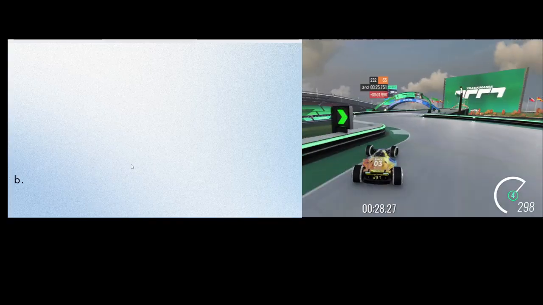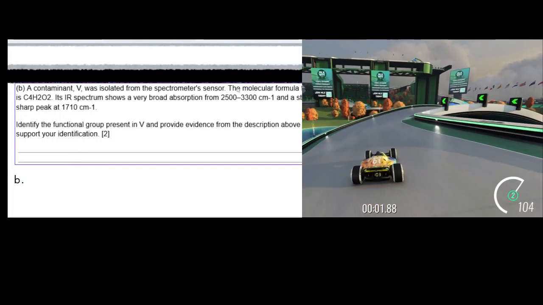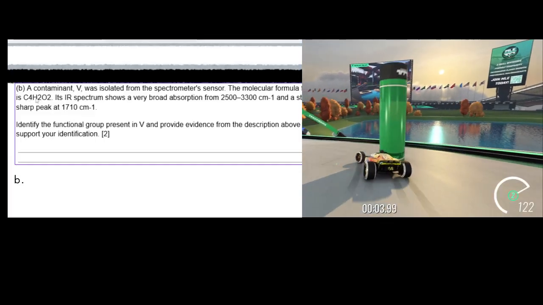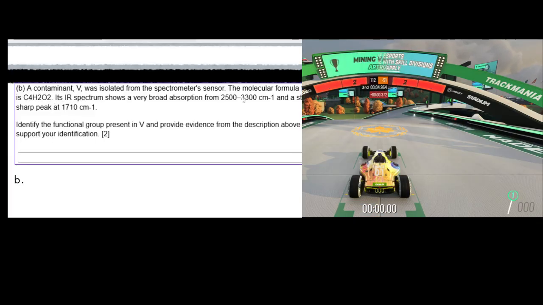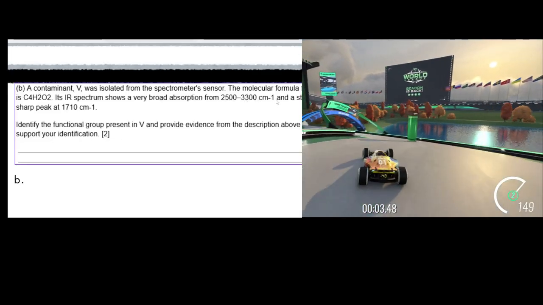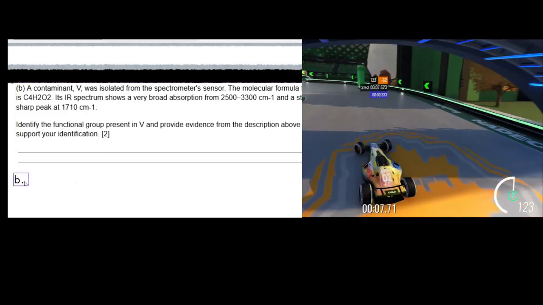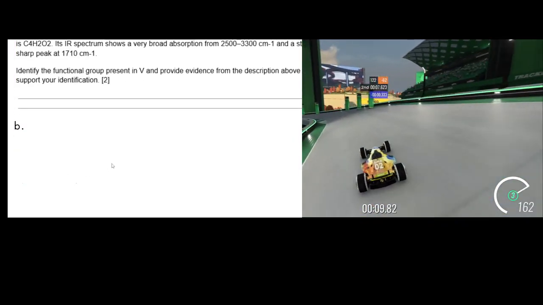Now the next question says that contaminant B was isolated in this sensor. It says that it's C4H2O2, and its IR spectrum shows a broad spectrum from 2500 to 3300, and a strong sharp peak at 1710. Identify the functional group for B in this description.